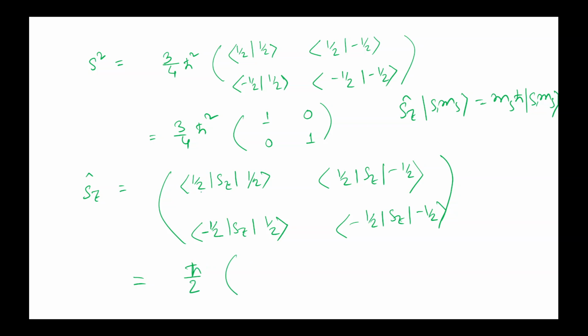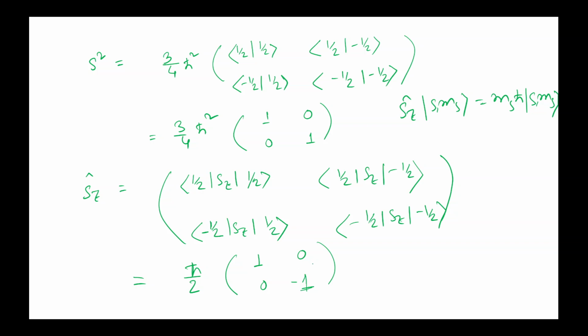So then here you will be left with half and half, so they are normalized, so it will give you 1, and this is 0, and again this is minus half and half, it will be 0, and in this case this is minus 1. Why minus 1? Because Sz, when it operates on this minus half, it will give you minus half h cross, but you have taken common plus half h cross, that's why it is minus here.